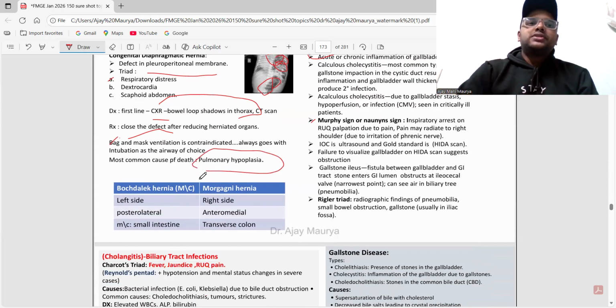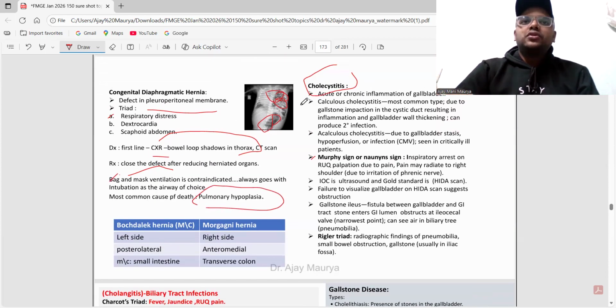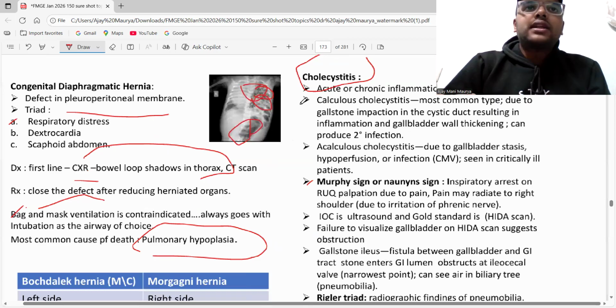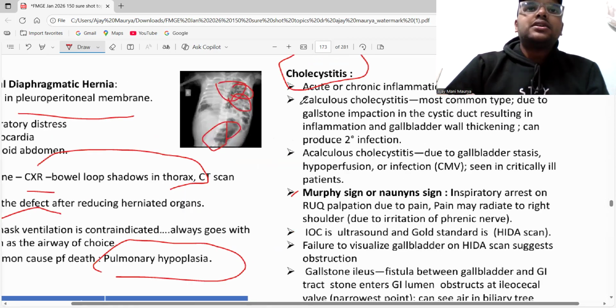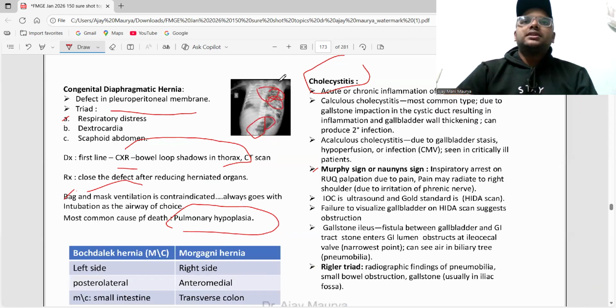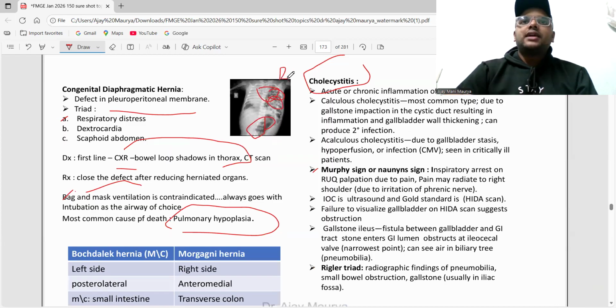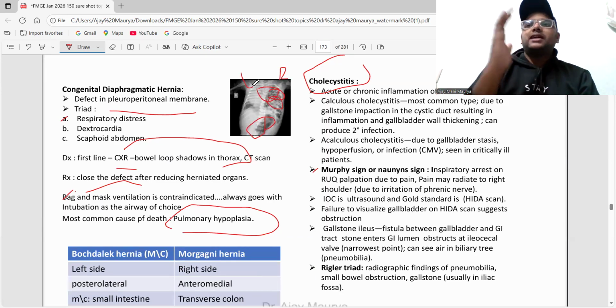Remember, there is a Bochdalek hernia and a Morgagni hernia. If it is present on the right side, meaning what side? Right. Okay, this is the right side, this is the left side. This is my right side, this is going to be the left side.